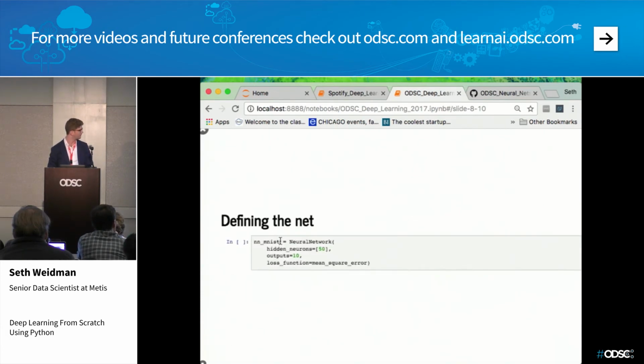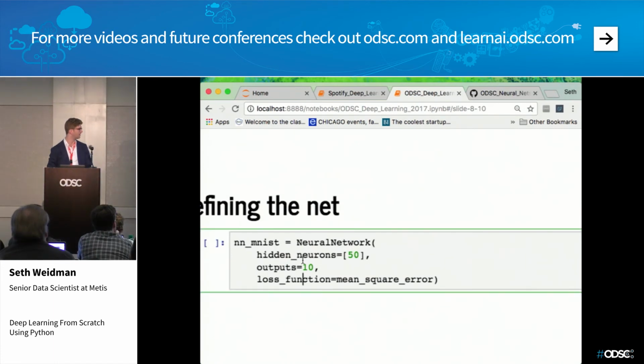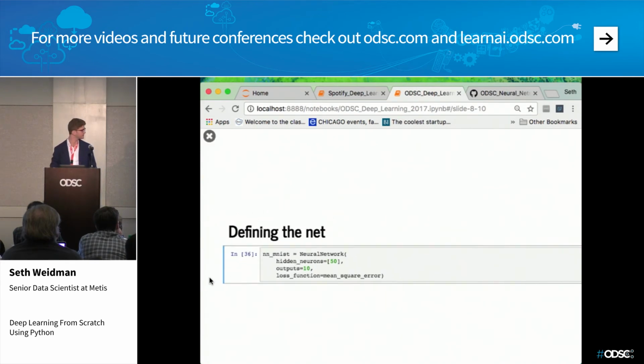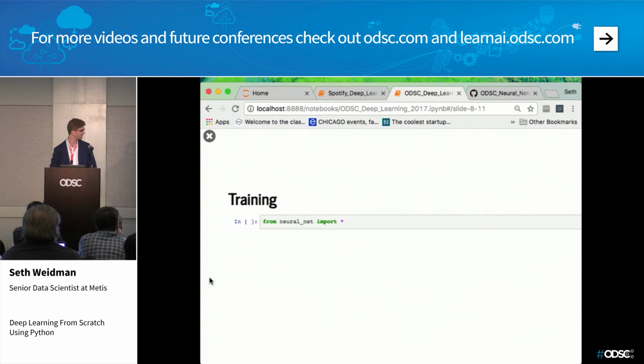All right. So then what does the actual API look like? We could define a neural net just like we did last time this way. If we just wanted one hidden layer, the hidden neurons argument could just be a list of length 1 with 50 neurons. We could have 10 outputs. And this is a neural network just like we defined last time.